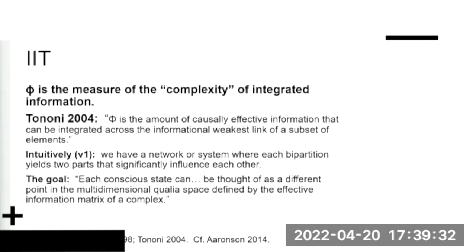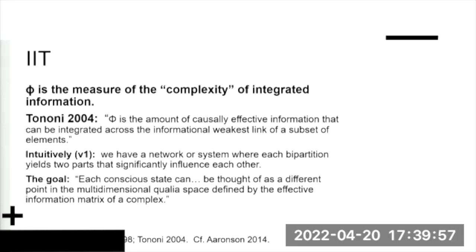There, that word complexity is used in a different sense. And here's Tononi saying phi is the amount of causally effective information that can be integrated across the informational weakest link of a subset of elements. It would be nice if phi just entailed that the state involved had a high Kolmogorov complexity, but it doesn't, at least in the early forms of phi.